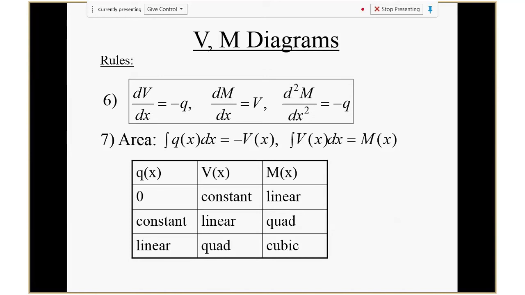So to summarize, you see the shape of the curve listed in this table. If there's no distributed load, V will be constant and M will be linear. And if you have a constant q, then V will be linear and M will be parabolic, quadratic.